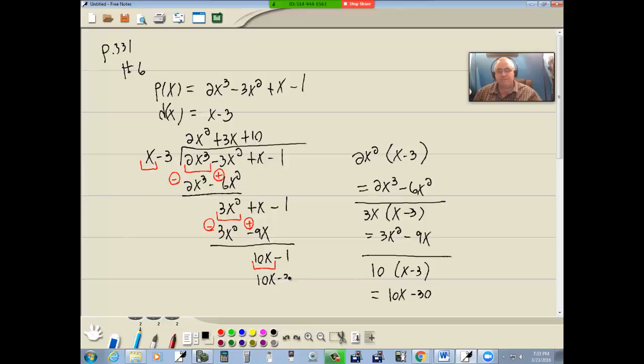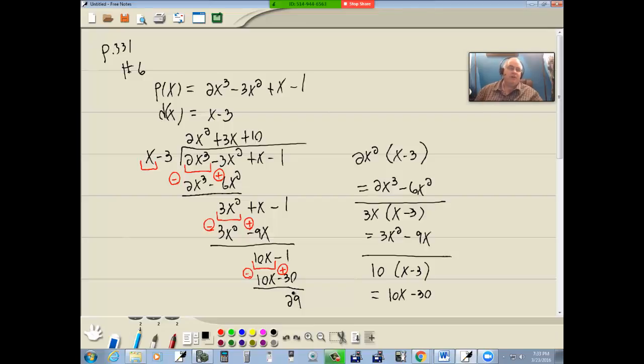Now we're going to subtract that line, which means flip signs. So this becomes negative, and this becomes positive. 10x minus 10x drops away. Negative 1 plus 30 gives us 29.